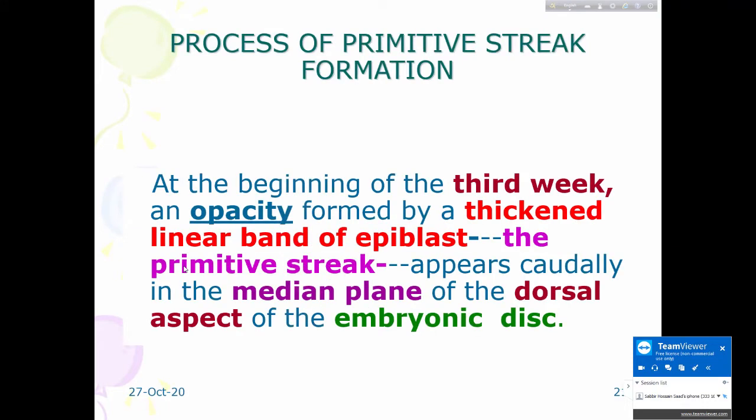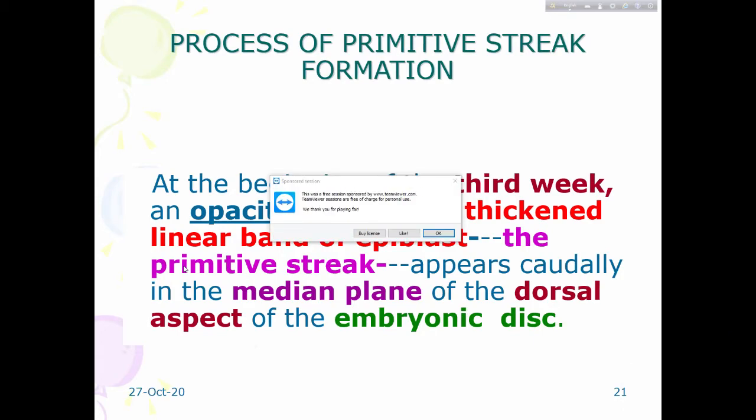Now, at the beginning of the third week, an opacity formed by a thickened linear band of epiblast, the primitive streak, appears caudally in the median plane of the dorsal aspect of the embryonic disc. Thickened linear means straight. So if you remember the figure, you can write that this is a thickened linear band of epiblast which appears in the midline or median plane in the dorsal and caudal aspect of the bilaminar embryonic disc.